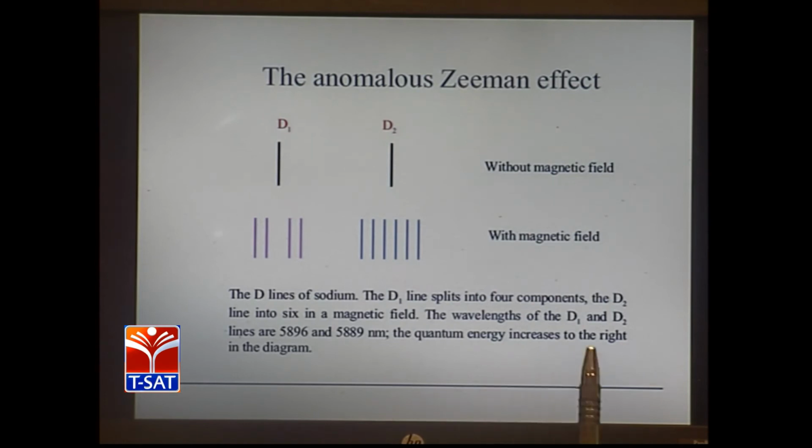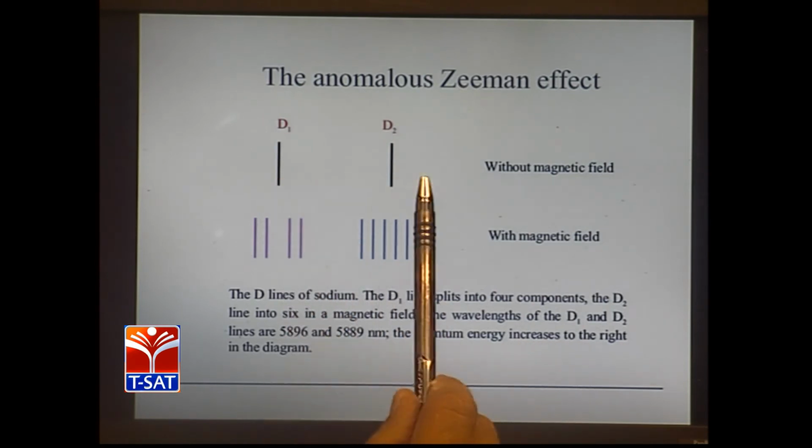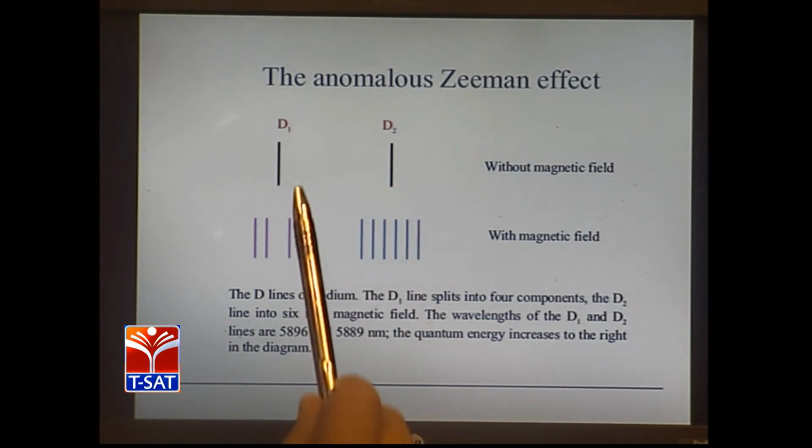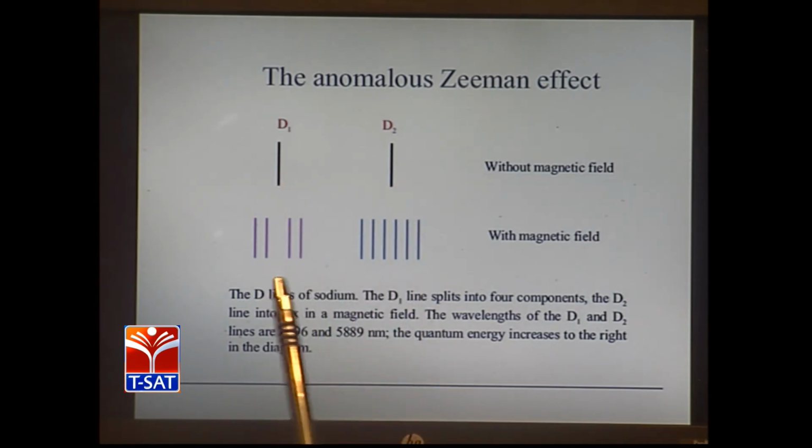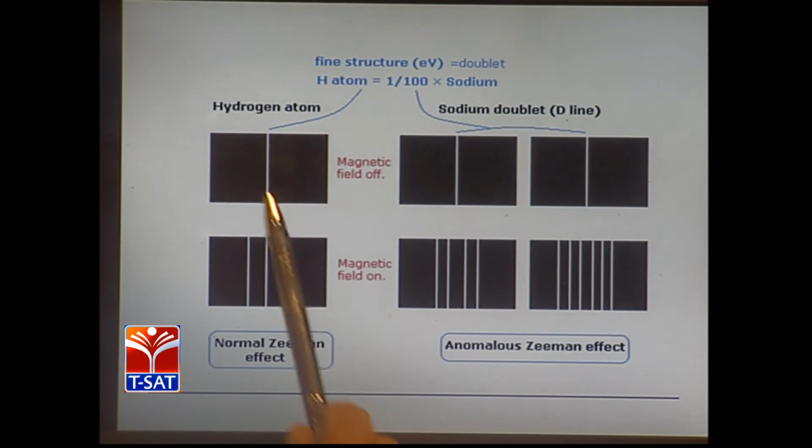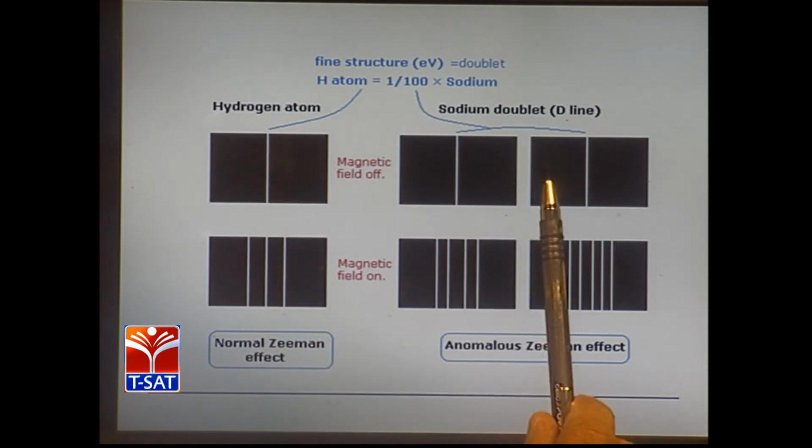The anomalous Zeeman effect produces lines like this: D1 and D2 originally like that, and D1 becomes 4 lines and D2 will produce 6 lines. Like this, more than 3 lines will be called the anomalous Zeeman effect. In the case of hydrogen atom, it will be the normal Zeeman effect. In the case of sodium atom, this will be the anomalous Zeeman effect.